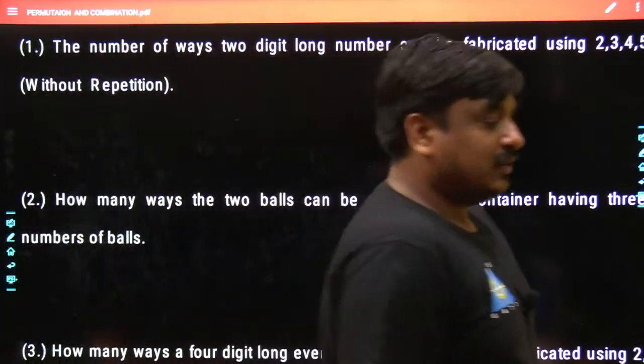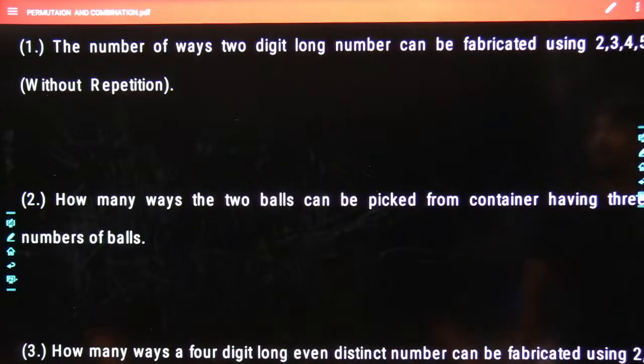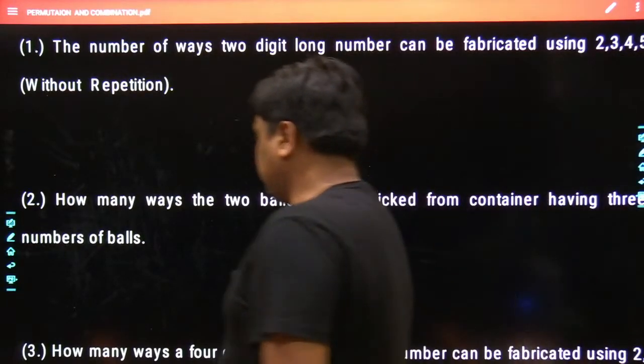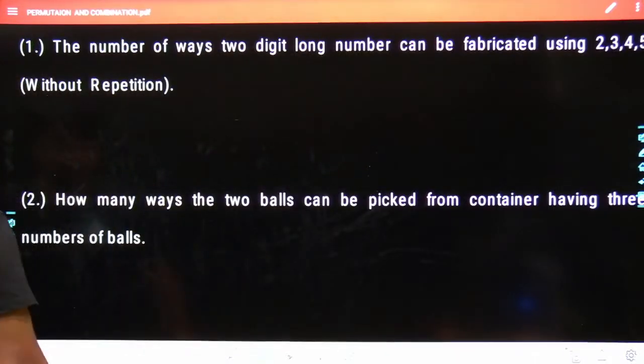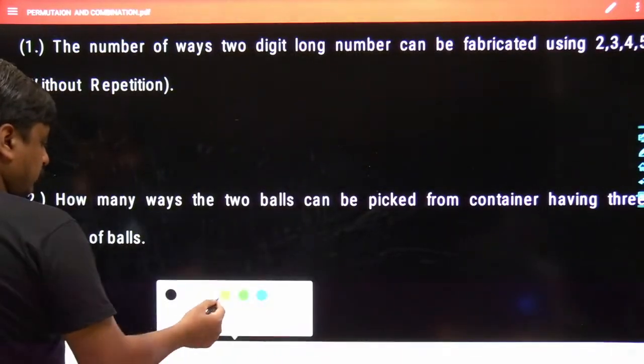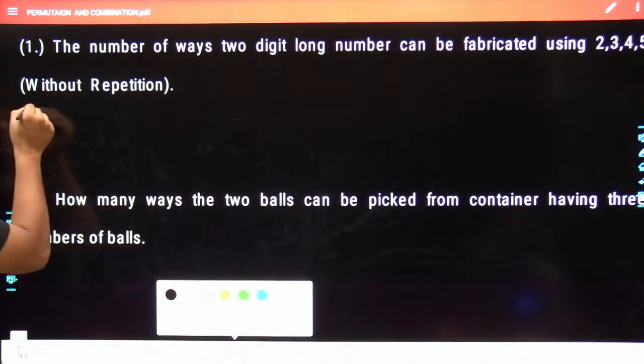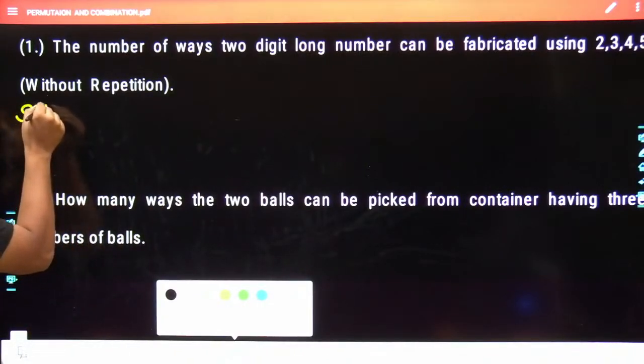So I want the answer from each one of you. What would be the best answer for this given problem? And here goes the solution.